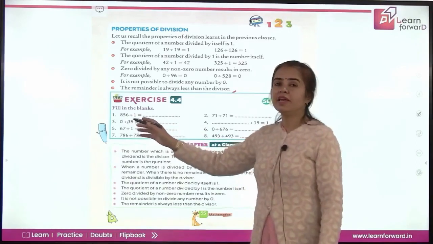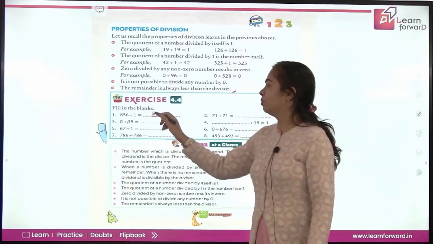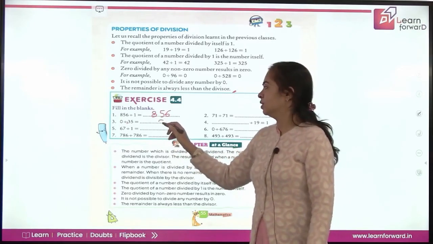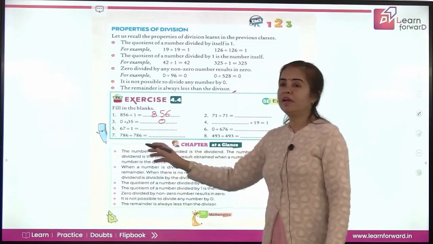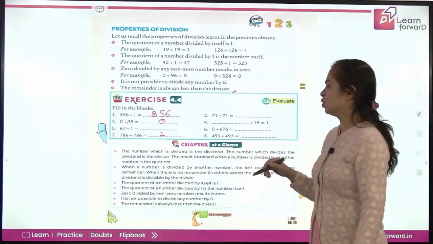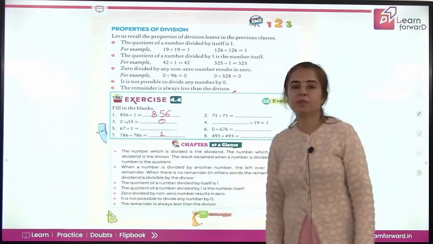This is 856 divided by 1, which means the same number. 0 divided by any number is 0. Any number divided by itself is 1. So do the rest of the parts yourself. Now here you have the chapter at a glance.